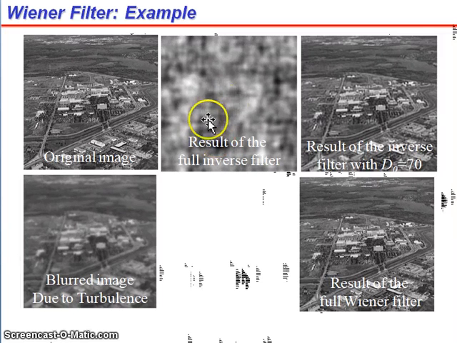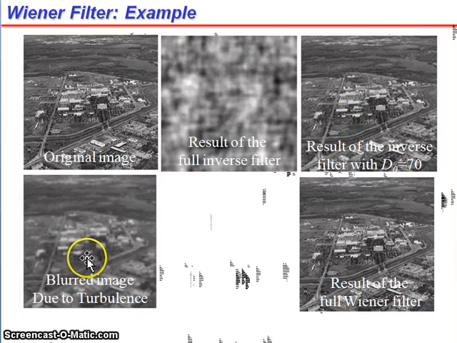So that's why. This is the result of the full inverse filter. See this, so much noise is there. If you observe this one, for d naught equal to 70, here if you limit the u comma v values, you can see the betterment, right?